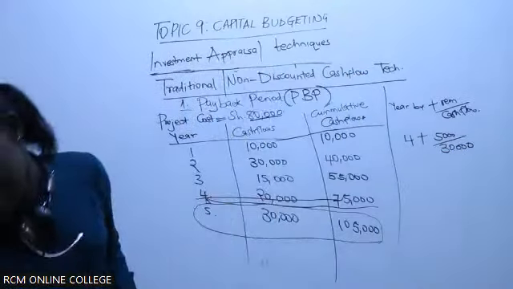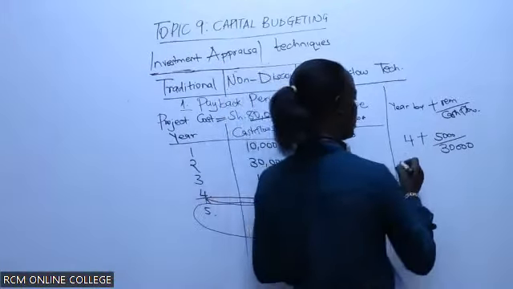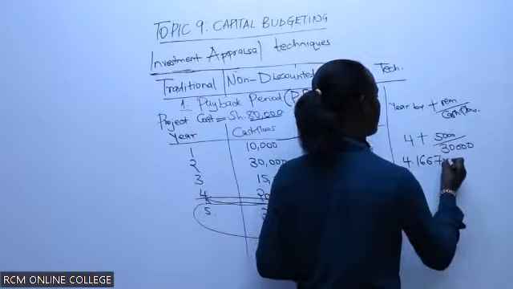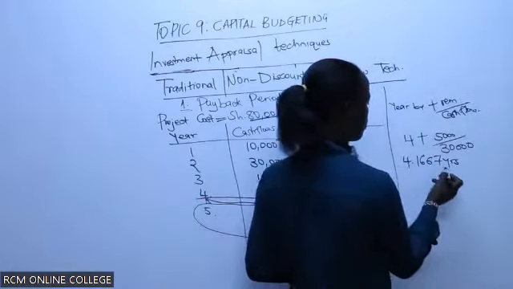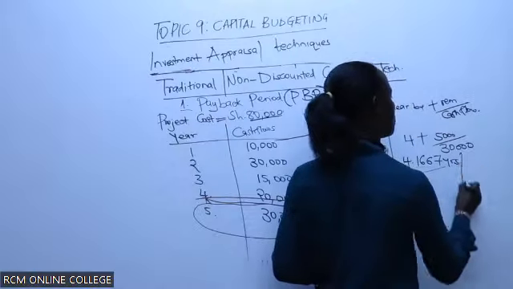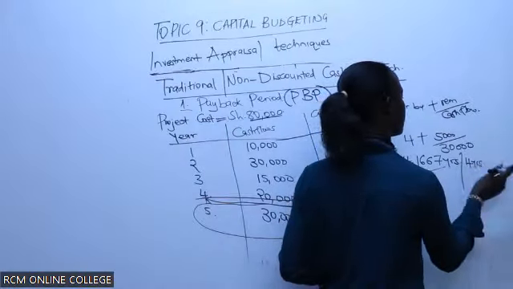And when you calculate that, you're going to get 4.16667, or 4.1667 years. Or similarly, if you convert this into months, you're going to have 4 years and 2 months. 4 years, 2 months.